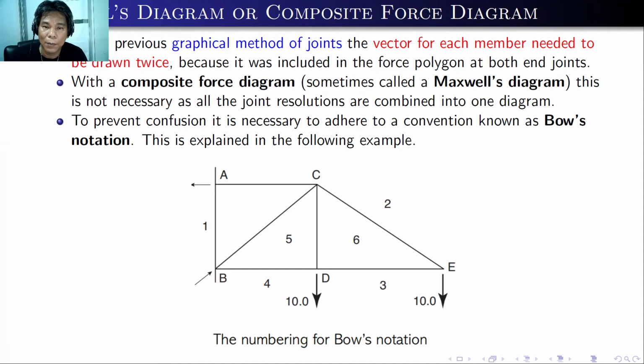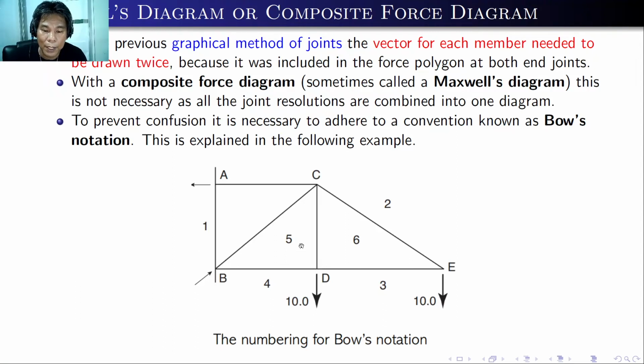In this graphical method of joints, the vector for its member needed to be drawn twice because it was included in the force polygon at both end joints. With the composite force diagram or the Maxwell's diagram, this is not necessary as all of the joint resolutions are combined into one diagram. And to prevent confusion, it is necessary to adhere to a convention known as the Bow notation. This can be explained in the following example.